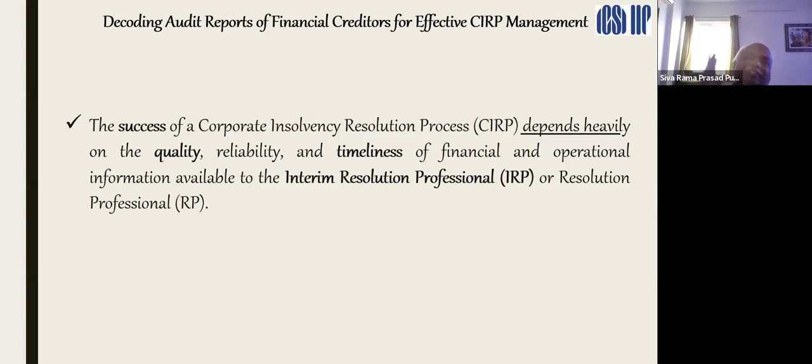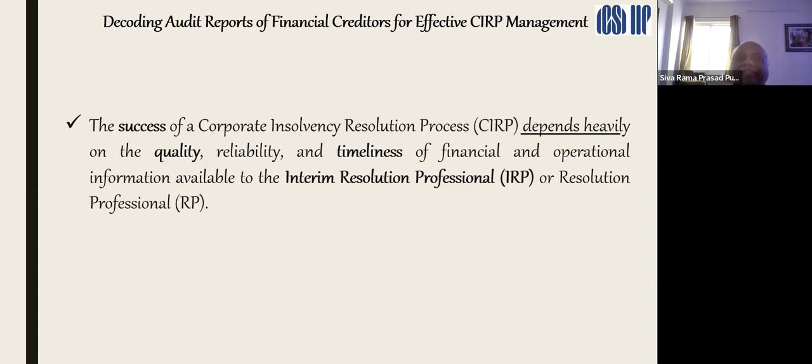CIRP is the corporate insolvency resolution process. Under this CIRP, sub-processes are there. If quality is maintained in each and every sub-process, the success rate of CIRP will increase. Then reliability. Once the data is reliable, neither the financial creditor nor the operational creditor will criticize you.